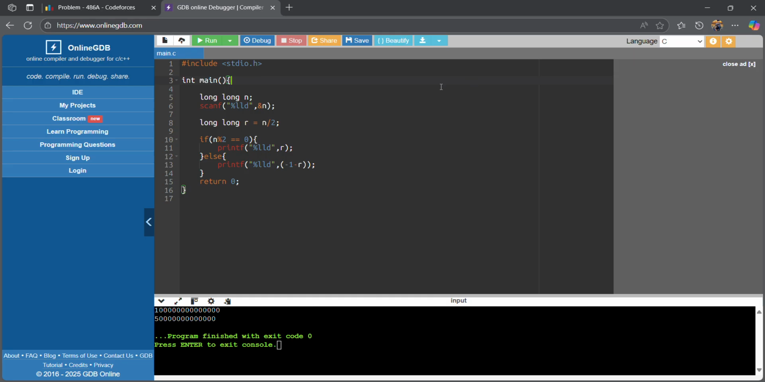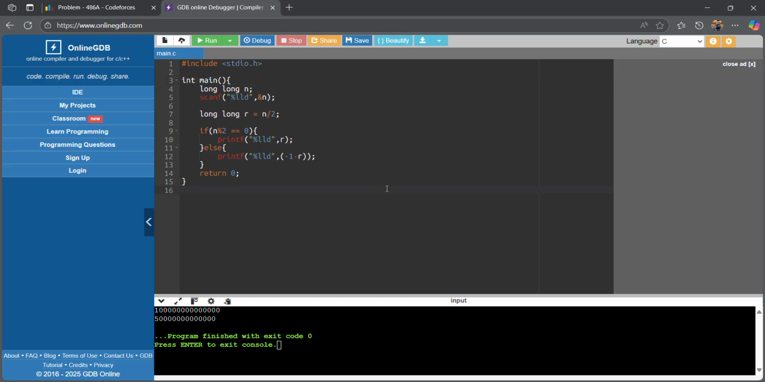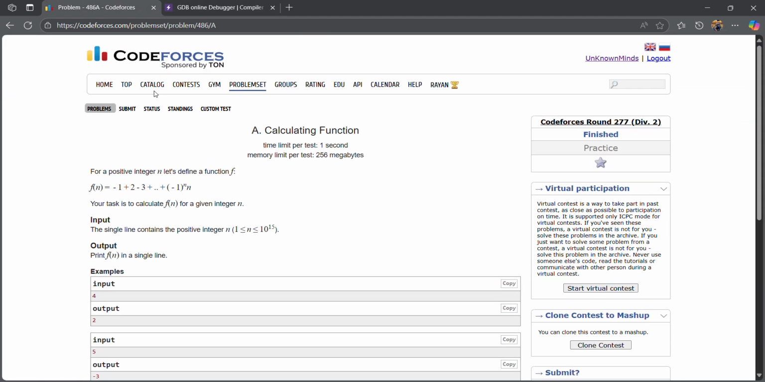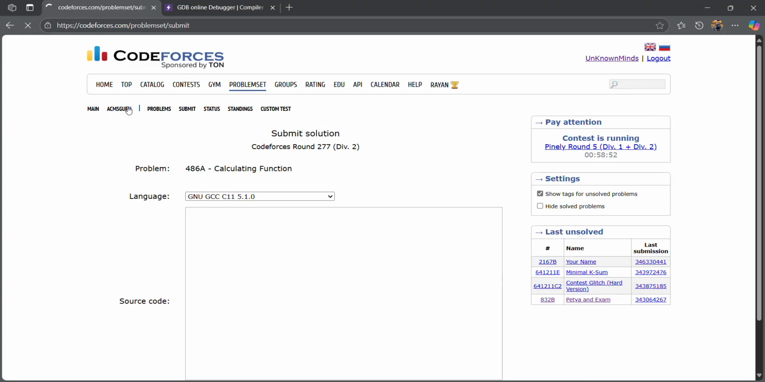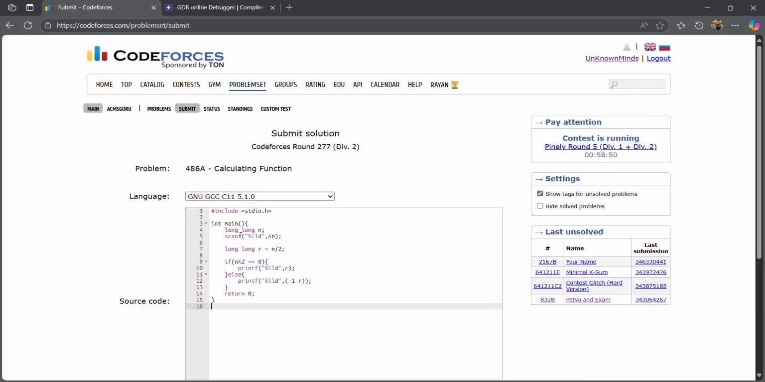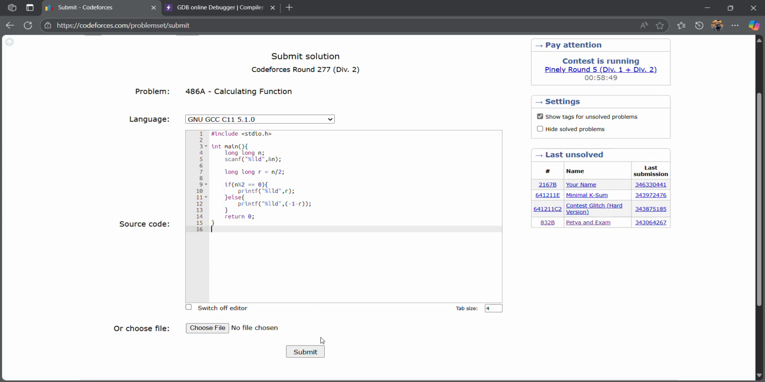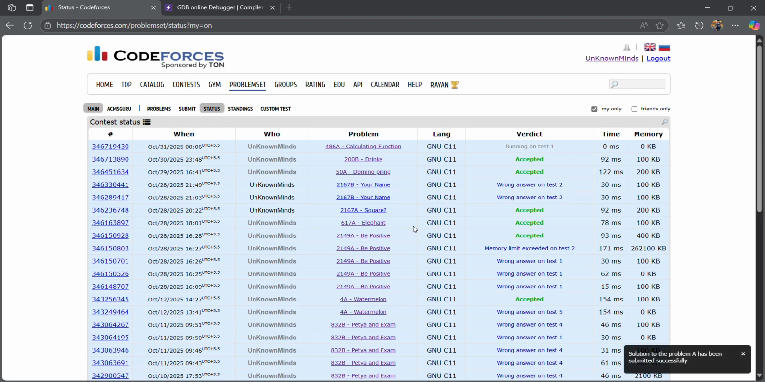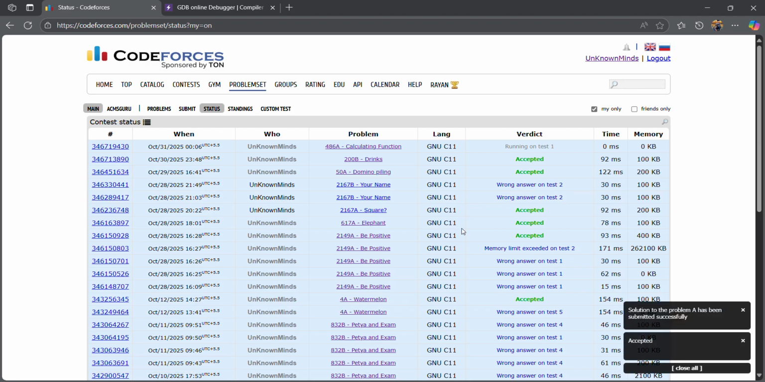And let's remove the comments. Let's copy this code and try to submit it. So we are going to paste the code here and submit. Yeah, the code is accepted as shown here. Yes, our code is accepted, so we have successfully solved our day 2 problem.